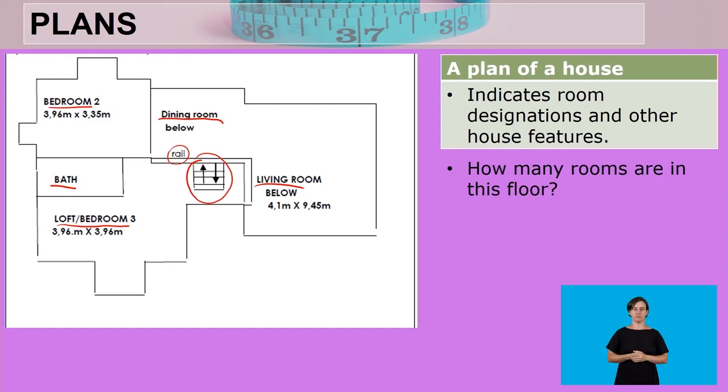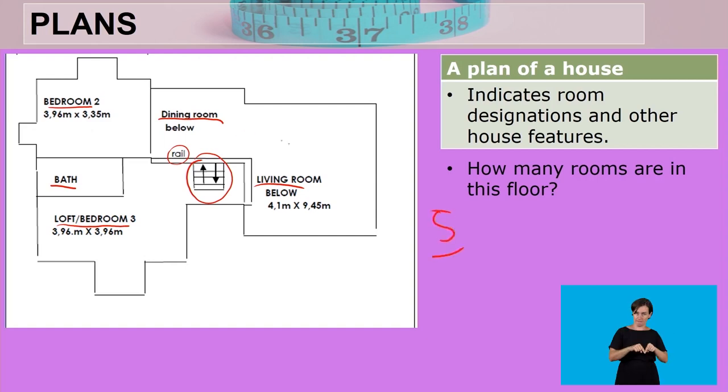So now we ask a question, how many rooms are in this floor? The reason why we're saying in this floor, it means there are other floors as well, but we are not given the plan for those particular floors. So the focus is on this particular floor. So let's count the rooms. We've got 1, 2, 3, 4, 5. So we've got 5 rooms.